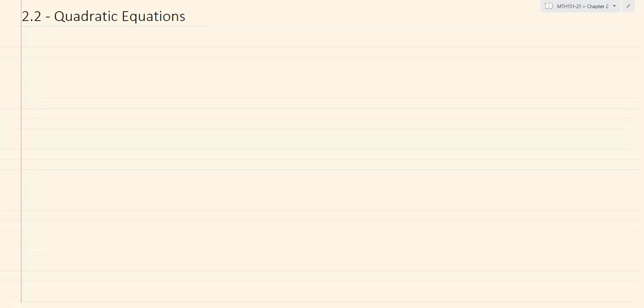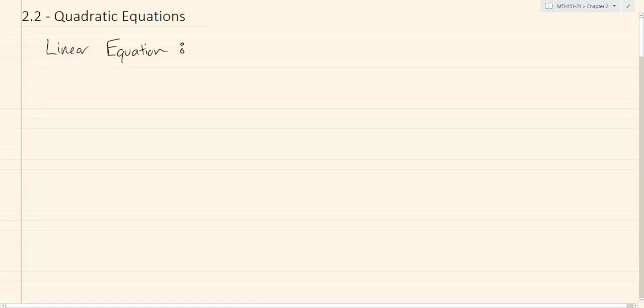Today we're going to talk about quadratic equations, and we're going to start with this idea, linear equations. This is from chapter 1. When we did linear equations, maybe you had something like 2x plus 5 equals 13, and we said solve this equation. Your focus when you solve linear equations was to get this variable by itself.